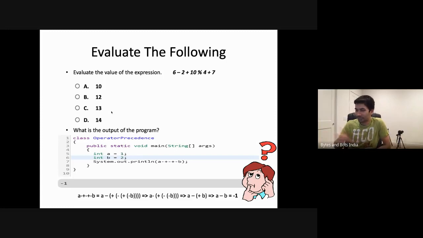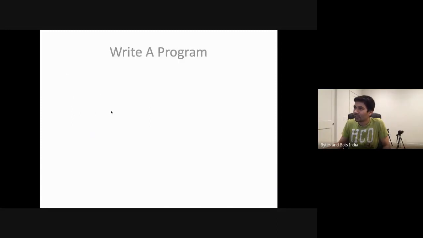But this is how Java internally works. It tries to follow the precedence rule when you have complex expressions like such. All right.